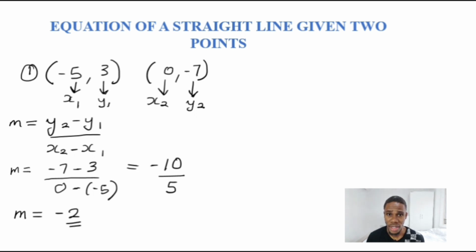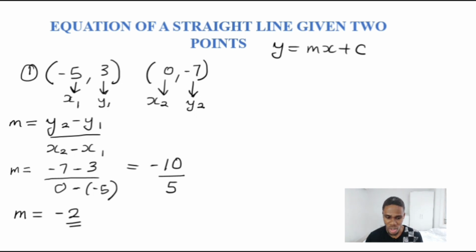Now that we are done finding the gradient, we need to find the y-intercept, and our formula is given by y equals mx plus c. So now that you found the gradient, you can take any of these 2 points and insert x1 in the place of x and y1 in the place of y and your gradient to find your y-intercept. You could also insert x2 in place of x and y2 in place of y. So we are going to try both and then get our final answer. So we are finding c.